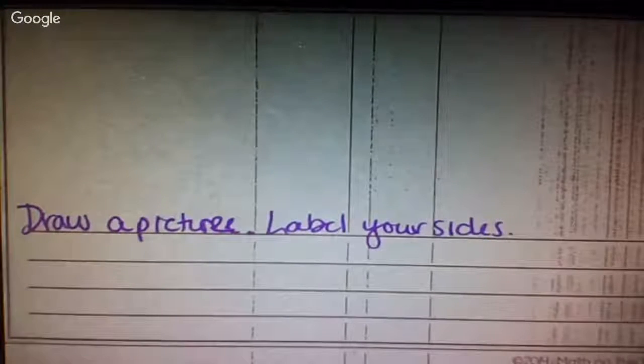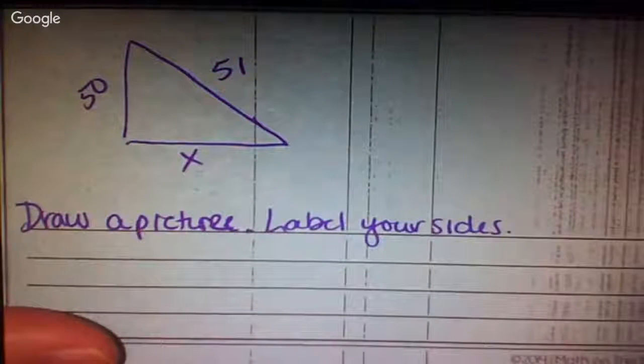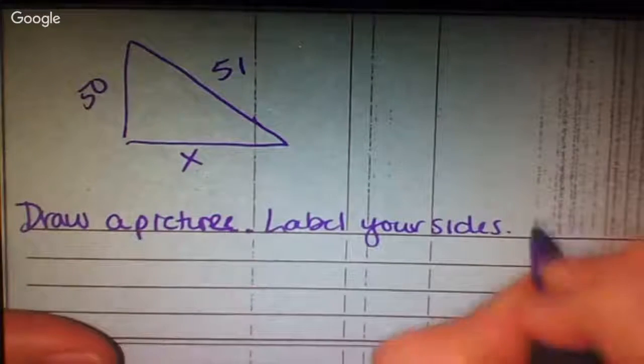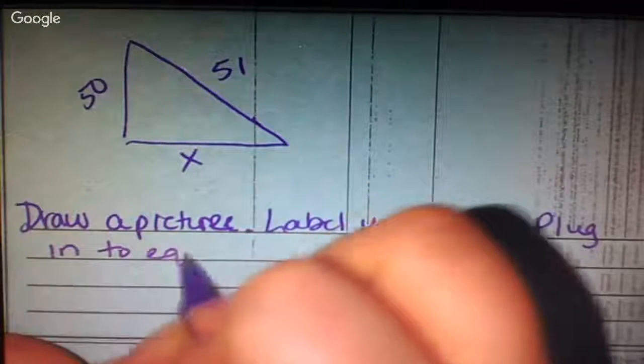Okay, Rebecca, we're going to assume that we've just walked through number 2 with them, so we can make this one a little bit more basic. So, draw a picture, label your sides. Then what? So right now I've got this picture. I've got that this is 50, this is 51, and this is X. Now what? Plug in to equation.